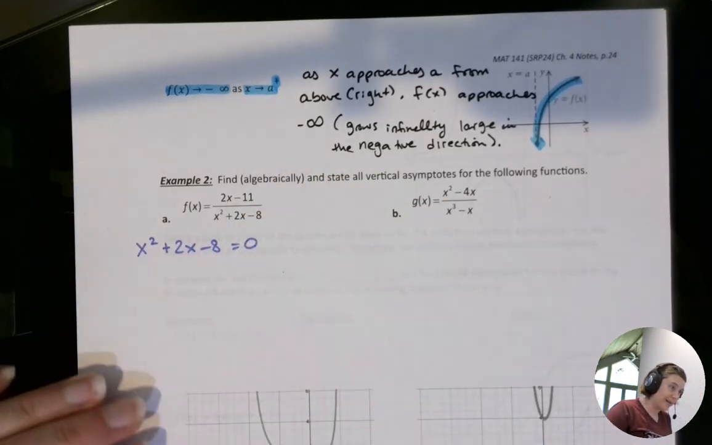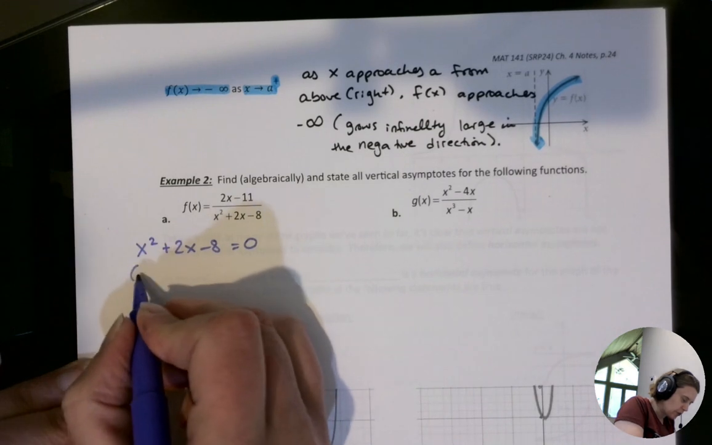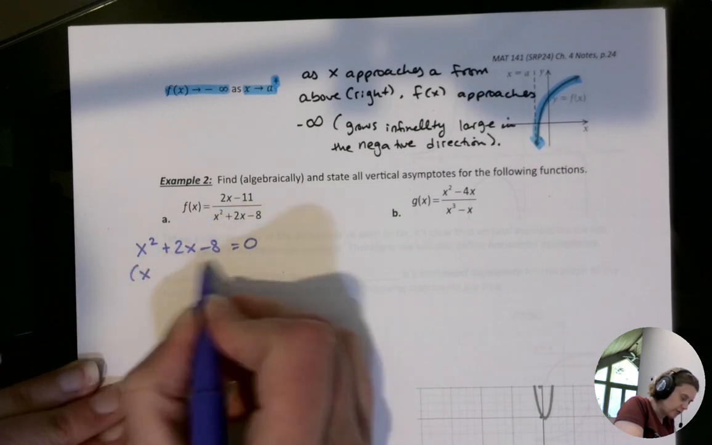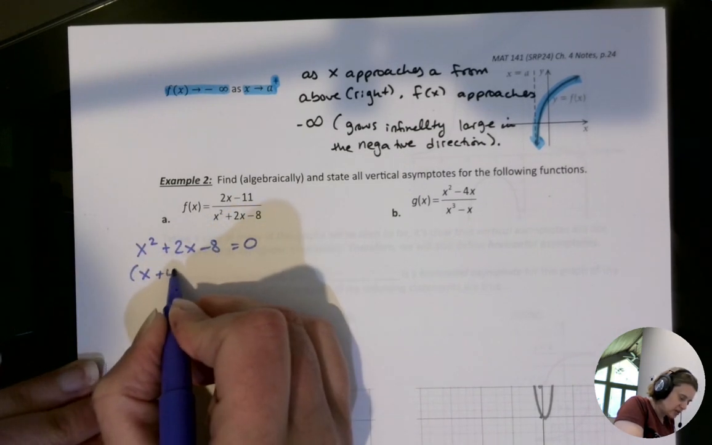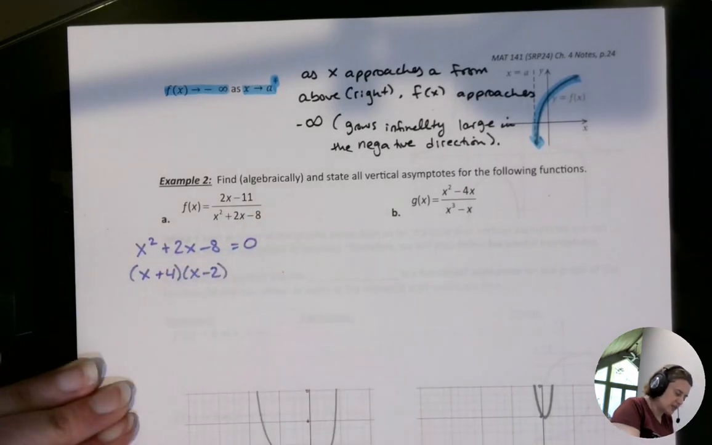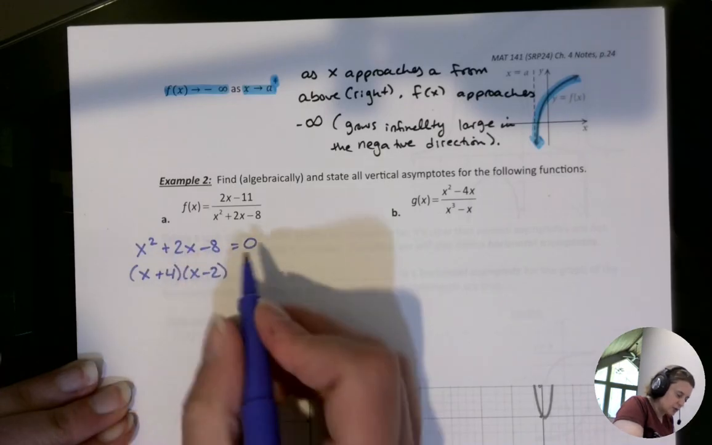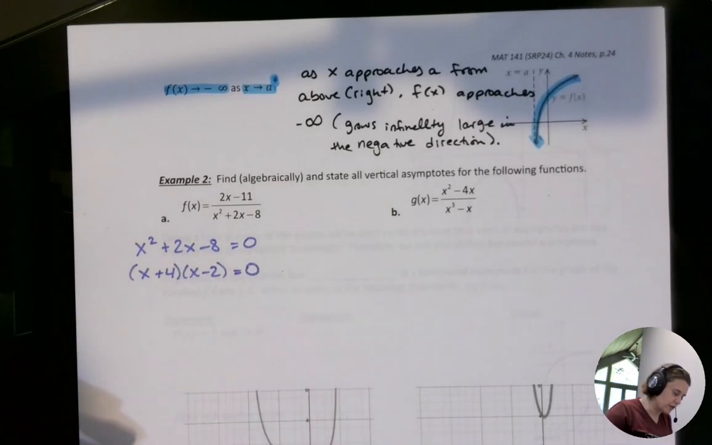And let's find out where it is equal to 0. I'm going to factor this. So I need to use a 4 and a 2. The 4 needs to be positive, x plus 4, and the 2 needs to be negative, x minus 2. So that 4 minus 2 is positive 2, and 4 times negative 2 is negative 8. So that gets us factored.